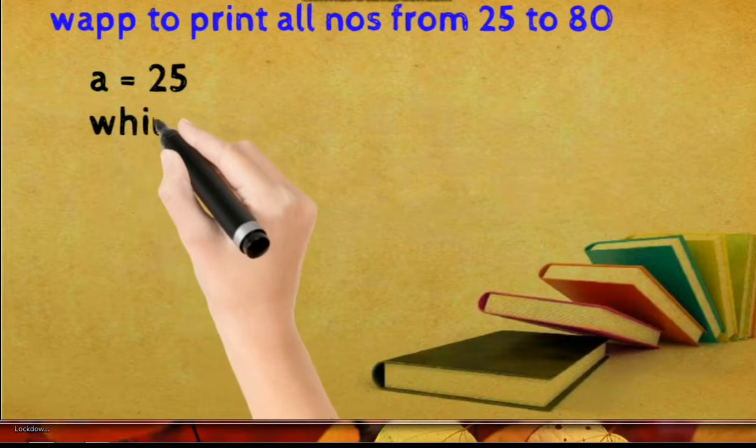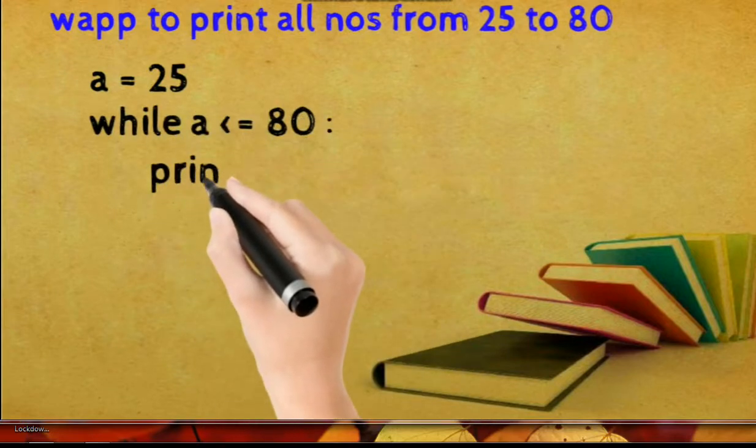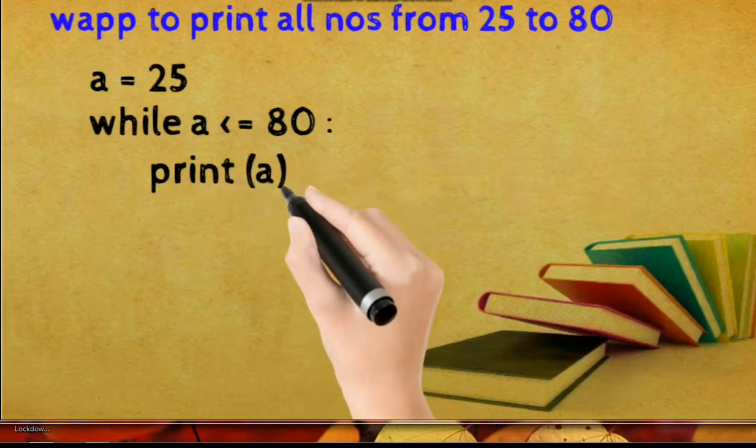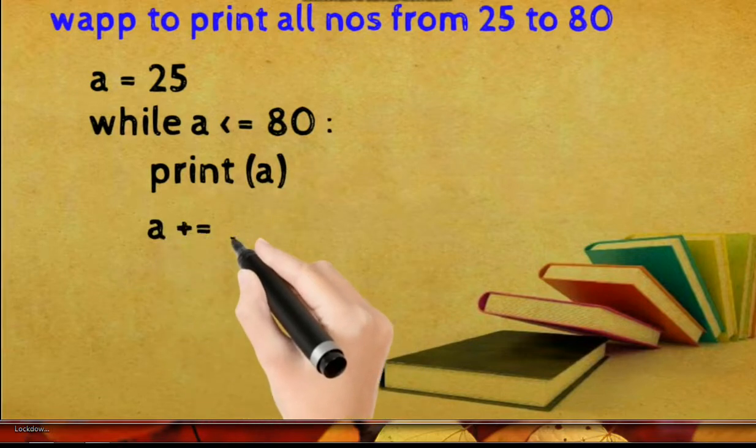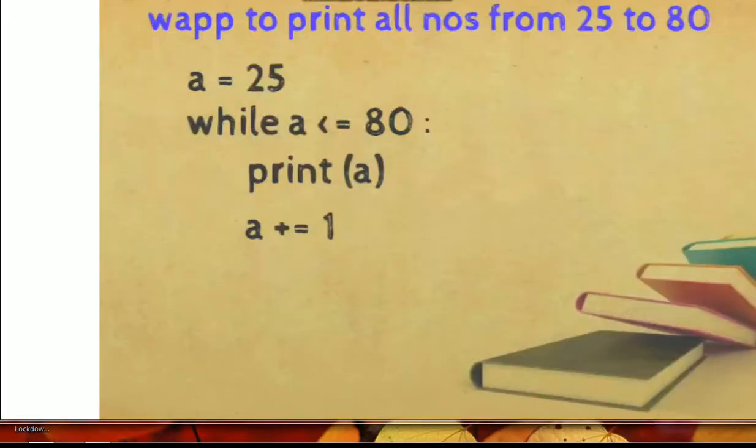Then at first the question is to print all the numbers from 25 to 80. So in this case the initialization will be done from 25 and will continue till 80. So print a, the value of a will get printed, then a plus equal to 1, means a equal to a plus 1, which will be responsible to continue the loop.